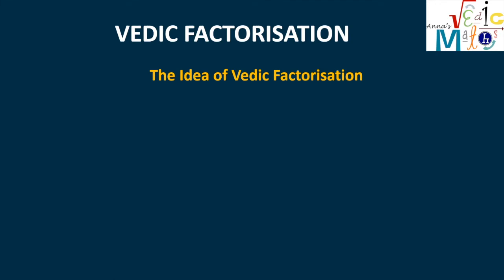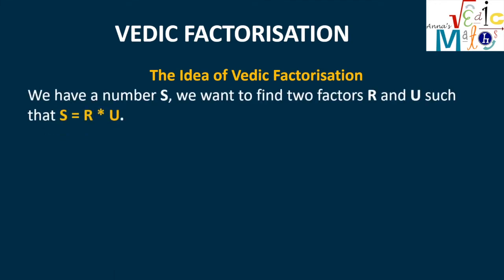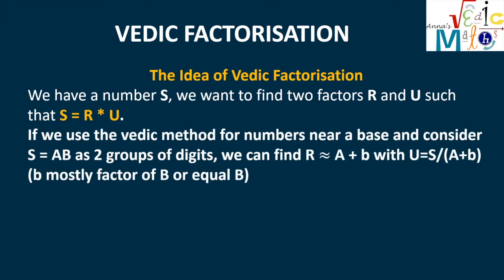Here is an idea of Vedic factorization. We have a number S, and we want to find R and U that are the factors of this S. With Vedic maths, we know that S can be equal to A, B, two groups of digits, and we can find an R that is equal to A plus little b, and U equal to S divided by R. Mostly this little b is a factor of B uppercase.